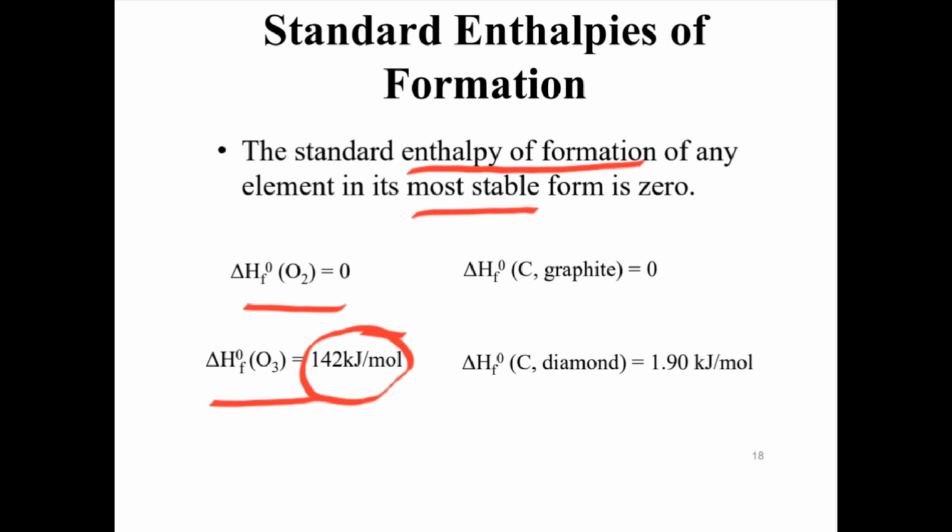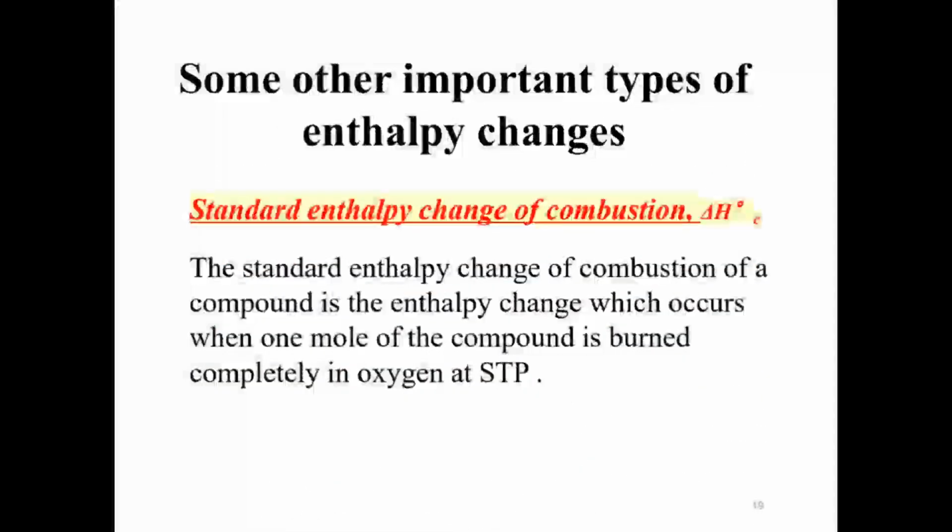If you consider this example too, graphite. This is the most stable form at 25 degrees Celsius and 1 atmospheric pressure. So what is its standard enthalpy of formation? It is 0. For diamond, however, it is 1.9 kilojoule per mole. So the standard enthalpy of formation of any element in its most stable form is 0; otherwise, they are given a value. So now let us define some other types of enthalpy changes.